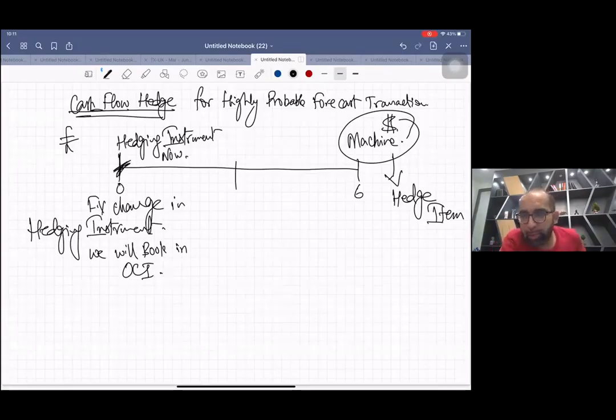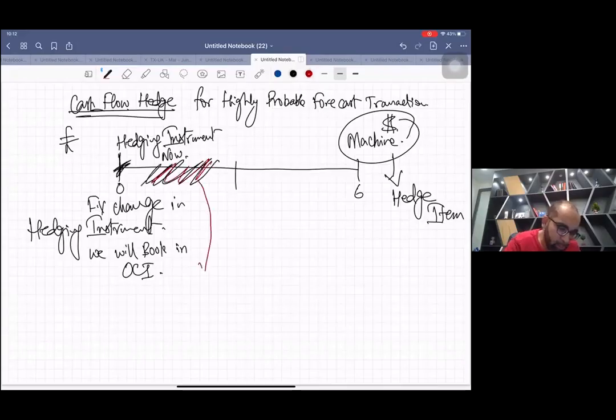As we have planned to buy this machine, this was highly probable thing. Let's assume the case of this question. We have planned to buy this highly probable forecast transaction, and we entered in hedging instrument before. So till this date, we booked $50 gain in OCI, and that $50 is basically fair value change, fair value gain of hedging instrument.